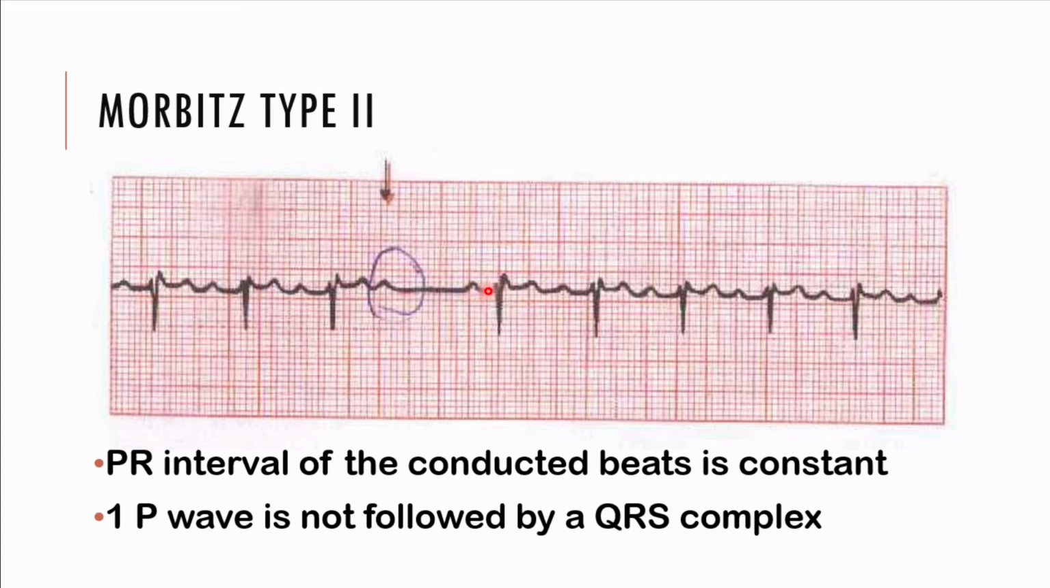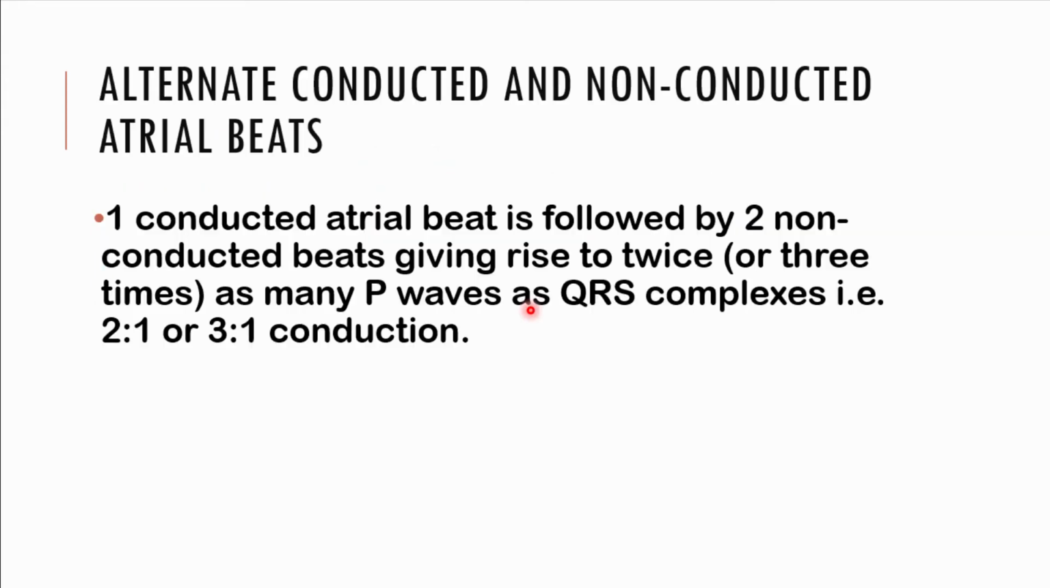So this distance here is the same as this distance here, is the same as this distance here, is the same as this distance here. But you have this area here that is circled in the ink. You have a P wave here, nothing in between, another P wave in a QRS complex.